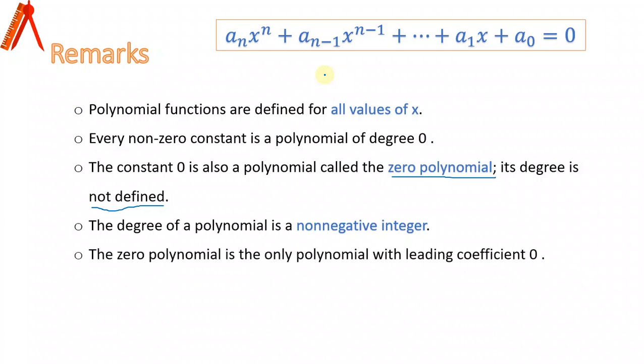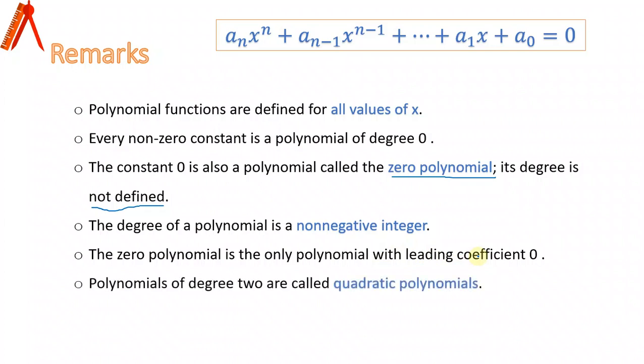The next one is the zero polynomial. We already mentioned that the zero polynomial is nothing but the 0 in the equation. It's the only polynomial which has all coefficients 0. The coefficients are those mentioned in this equation: a n, a n minus 1, up to a1, a0. These are all the coefficients. The zero polynomial is the only polynomial with coefficient 0, because the others have other constant values.